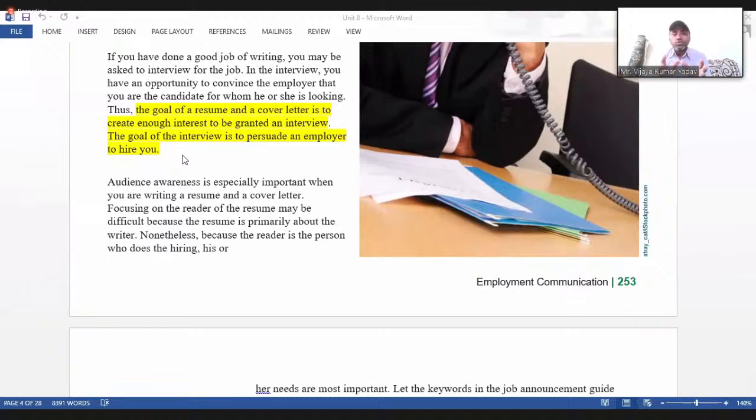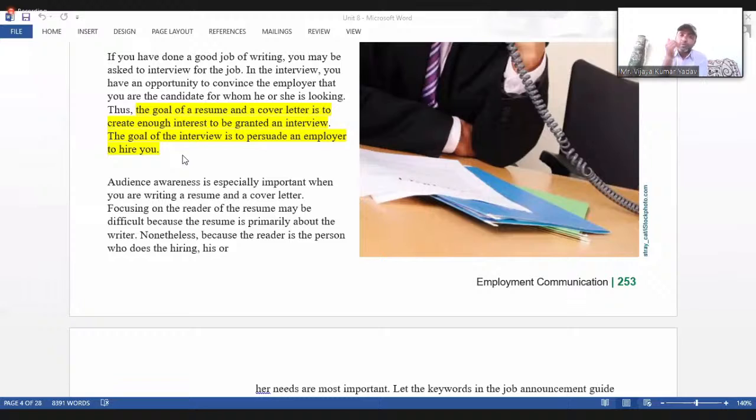Sometimes you don't have any written test. You will be only called for an interview, and on the basis of the interview, you are provided the job. Sometimes it happens. Without a written test, you are called for an interview. On what basis? On the basis of your cover letter and your resume. You have to submit your application and your resume, and on the basis of those, you are called for an interview.